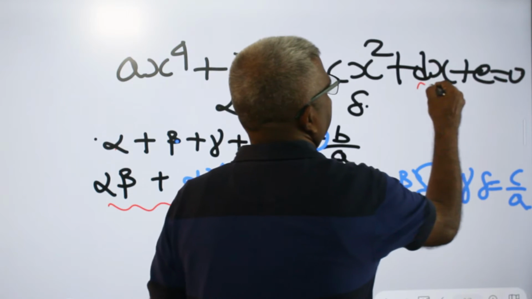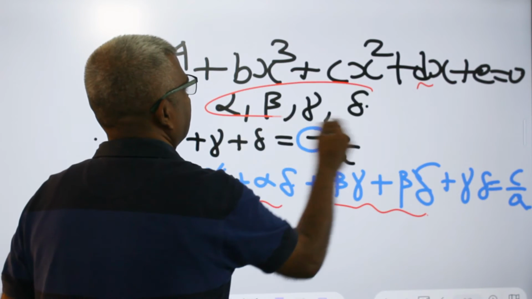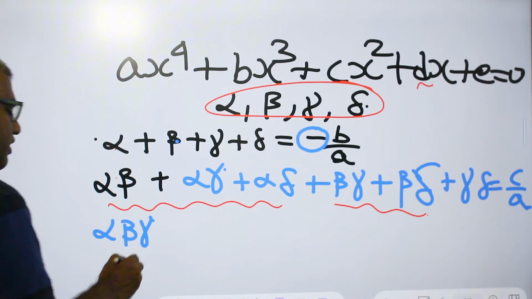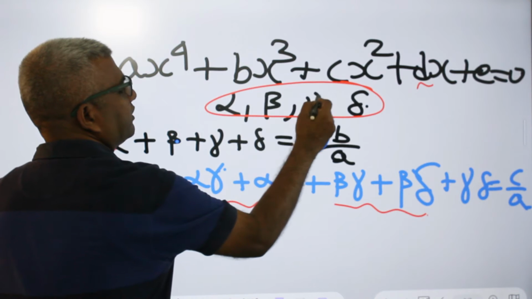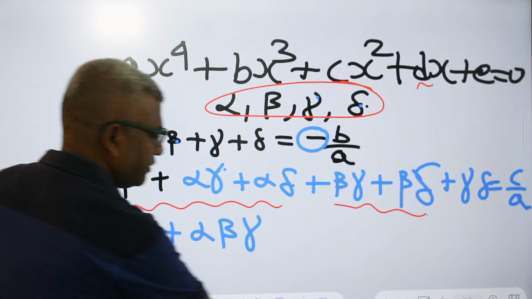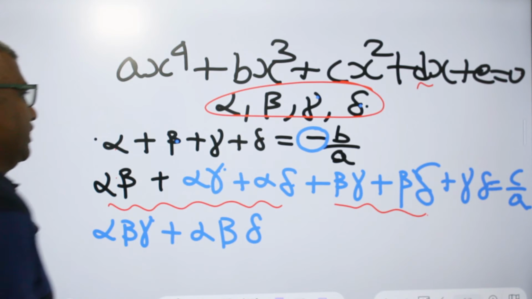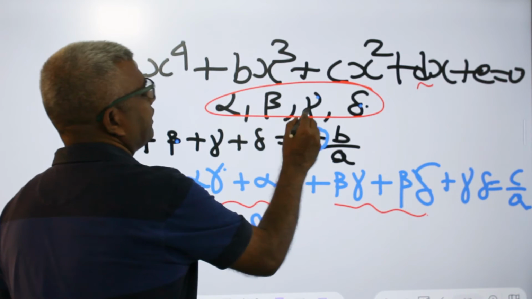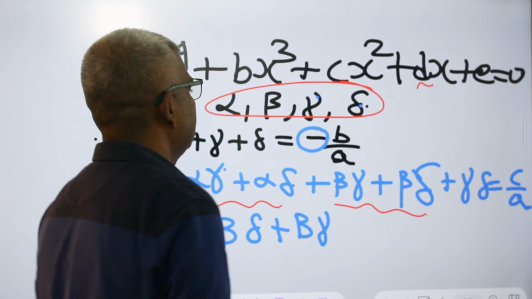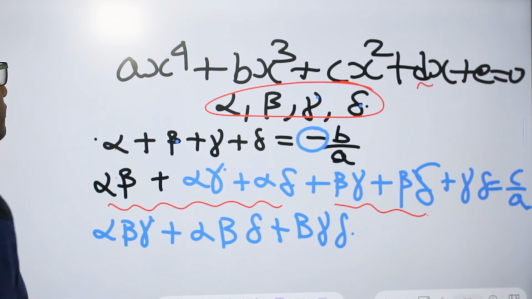Now focus here. This is a single root, 2 roots, now 3 roots. Actually there are 4 roots, so what we have to do? Alpha, beta, gamma. This is one possible. Take this one and then this one. Alpha, beta, delta. This is another possible. Okay. Then beta, gamma, alpha, delta. This is the third possible.